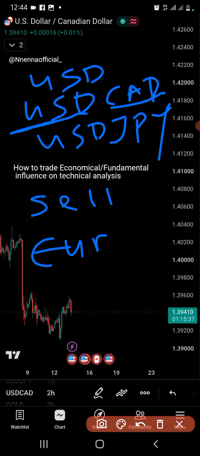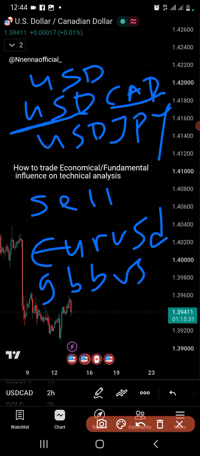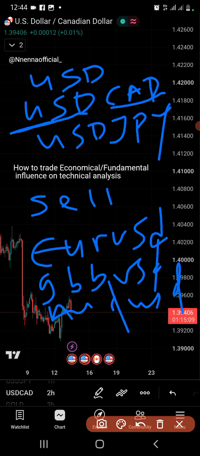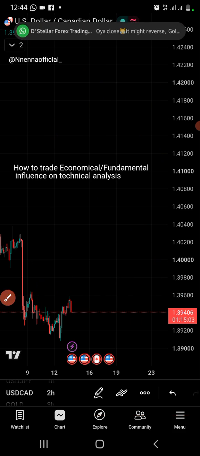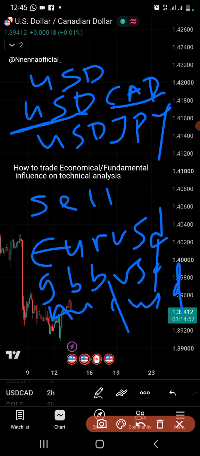All your EUR USD, GBP USD, AUD USD, and the likes, you sell them. So that's how to analyze. That's how to add fundamentals and economic influence to your technical analysis, and this will help you to be stronger, so that whenever you go to the market, you are not always stranded. When you analyze and you hit SL or the market keeps going out of your way, you will not be wondering what is happening. So this is literally how this helps you.